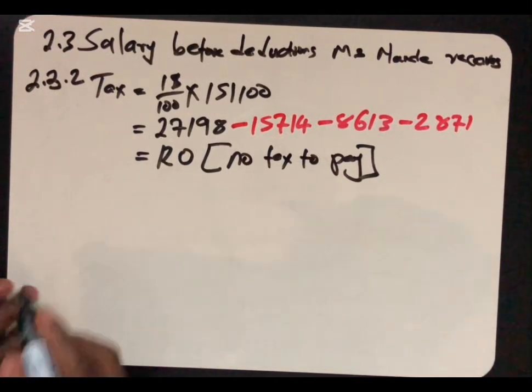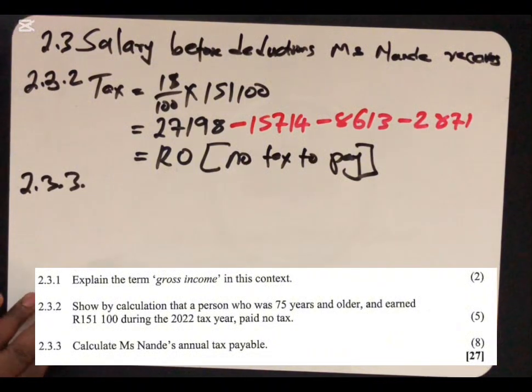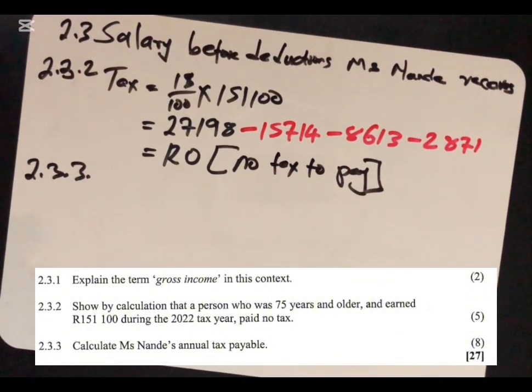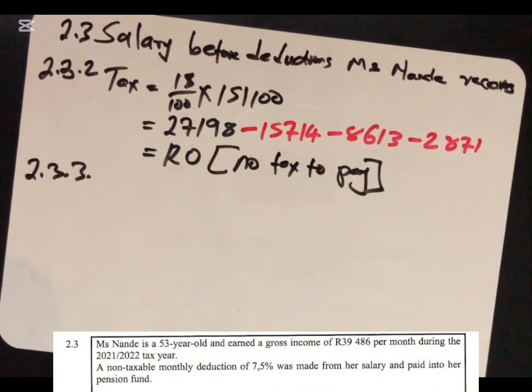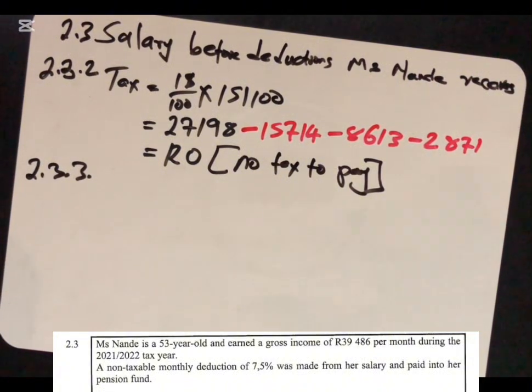So let's move to the next question, which is 2.3.3. Now they are saying calculate Ms. Nande's annual tax payable. So now we have to calculate the tax for this person. What we know is that this person is receiving a gross income of 39,486. We just take that gross income and multiply it by 12. That is the first step that we need to do. We must convert everything to annual.